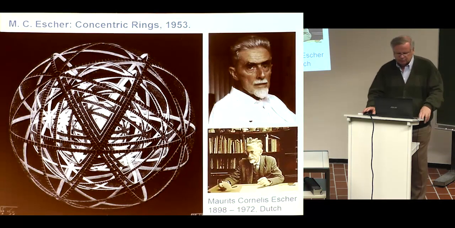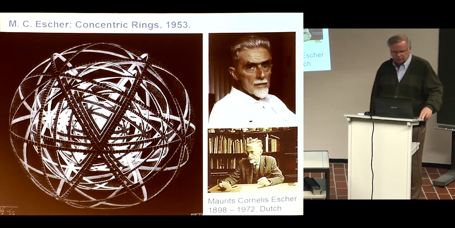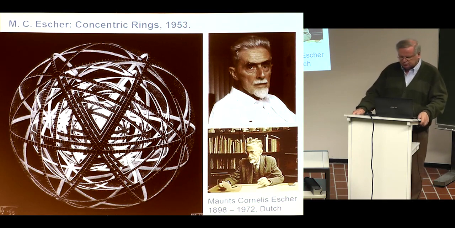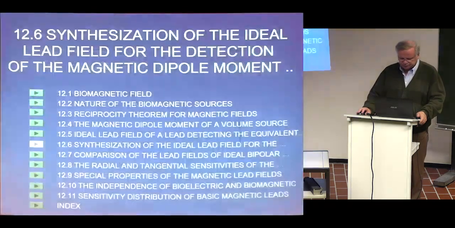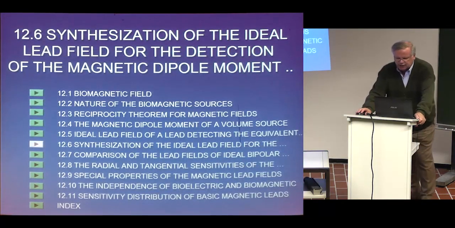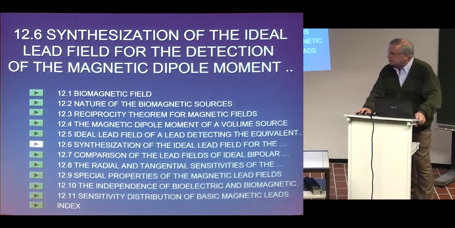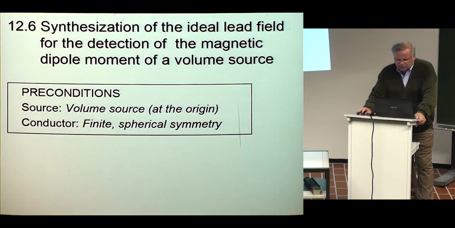I show here a drawing of Maurits Cornelius Escher, who is my favorite artist, concentric rings, which is very similar to the lead field of the magnetic dipole moment detector. Synthetization of the ideal lead field for detection of the magnetic dipole moment. We are looking now at the situation where the source is a volume source at the origin, and the conductor is finite and spherically symmetric.